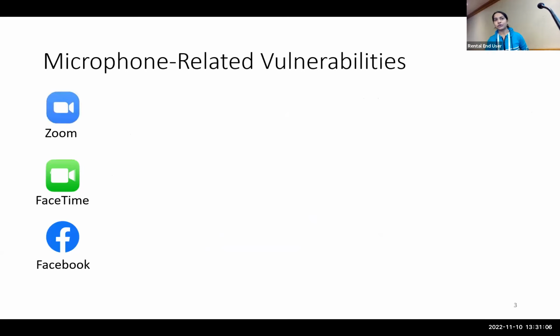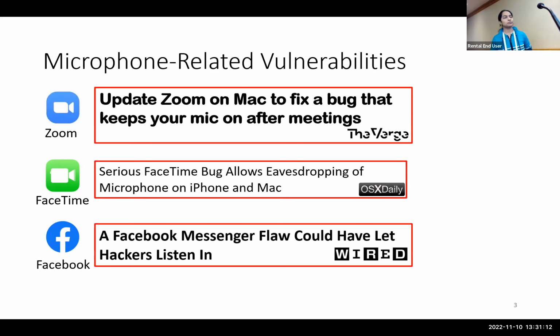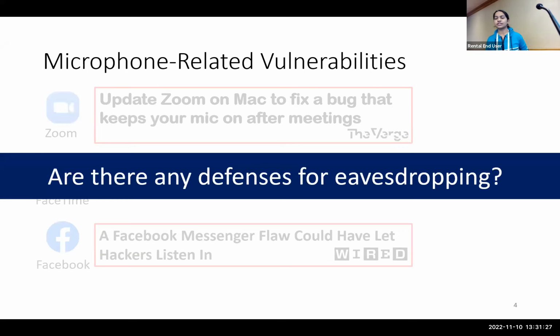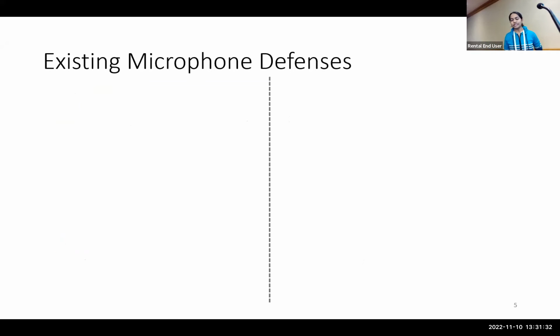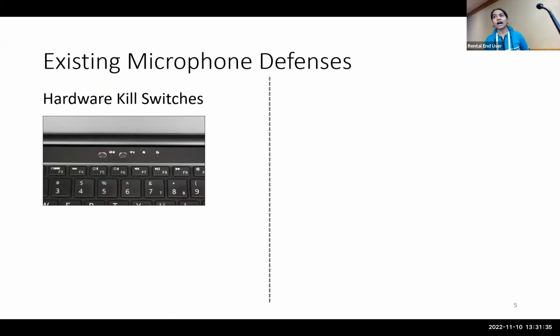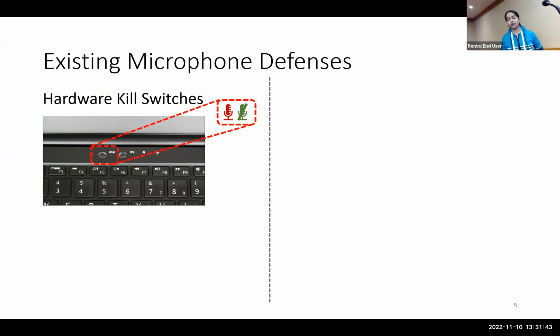Apart from remote eavesdropping, there have also been a bunch of microphone related vulnerabilities in popular applications such as Zoom, FaceTime, and so on. And all of these applications have, at some point, recorded victim data for longer than they had to. And this brings us to a natural question: are there any effective defenses against such intentional or unintentional eavesdropping? So in fact, there are two lines of defenses. One is the presence of hardware kill switches in laptops, which gives users the autonomy to cut off power supply to the microphone when you're not using it.